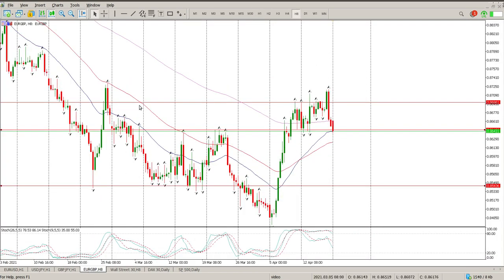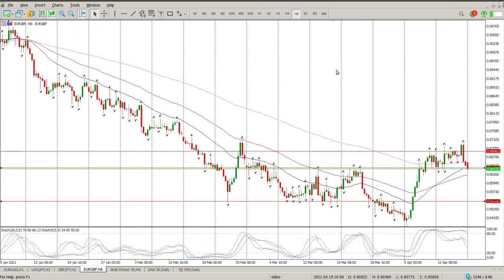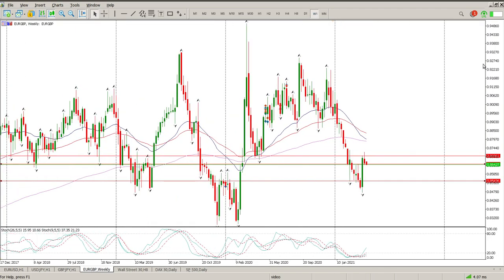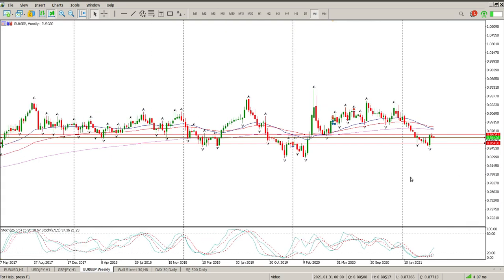Last pair for this morning is euro, British pound, and kind of a similar situation. We've been in this long-term downtrend for quite some time, and if you look at the weekly, nothing really giving you a warm and fuzzy feeling on the weekly. This is all sideways. It's been sideways for a number of years.